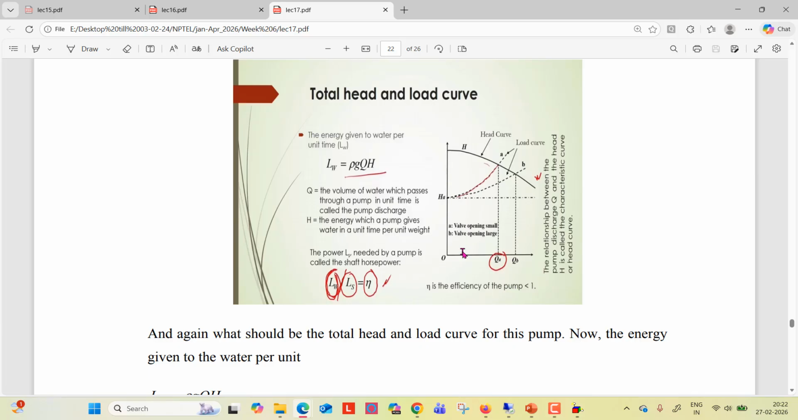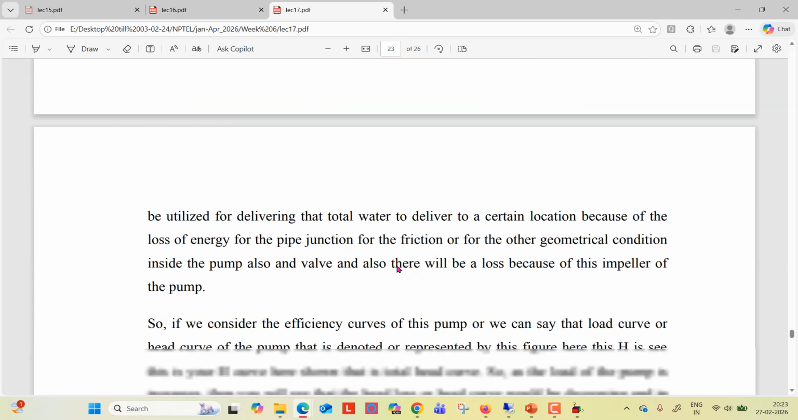The power LS needed by a pump is called the shaft horsepower. This is defined as LW by LS is the eta. This is the load curve, this is the head curve. A is for the valve opening small and B is the load curve for valve opening large. Okay. So we will come to this equation.